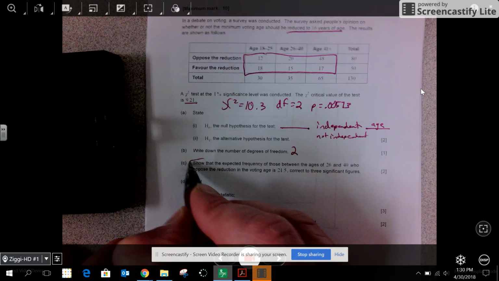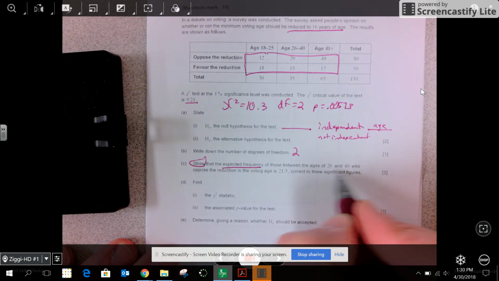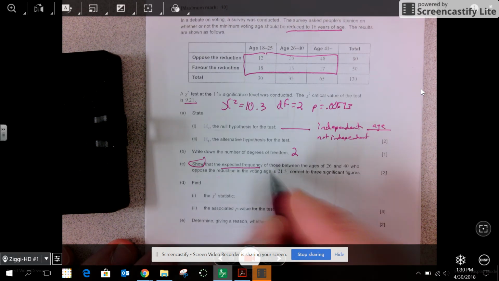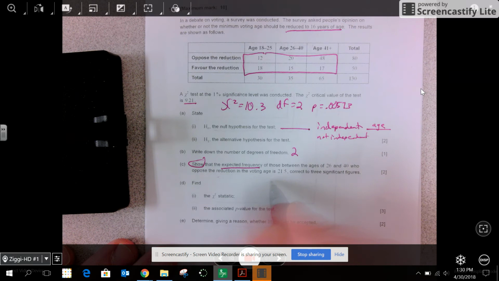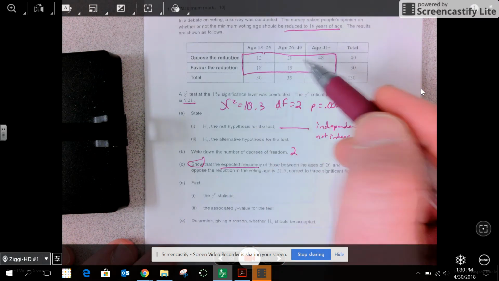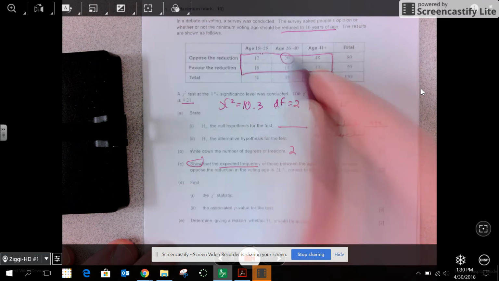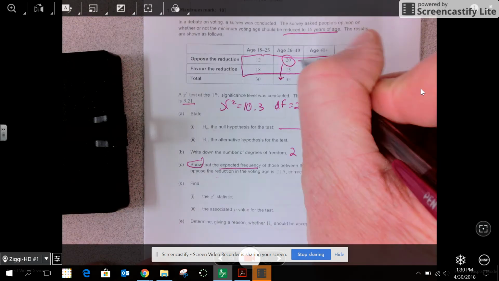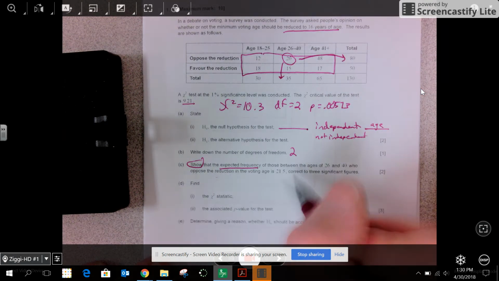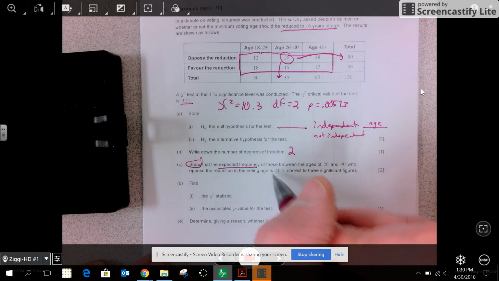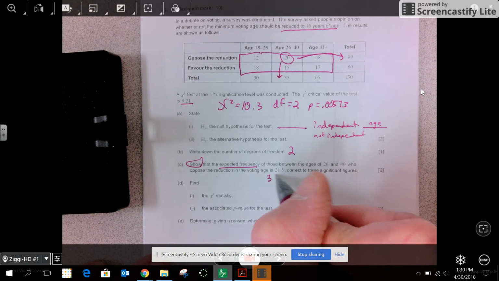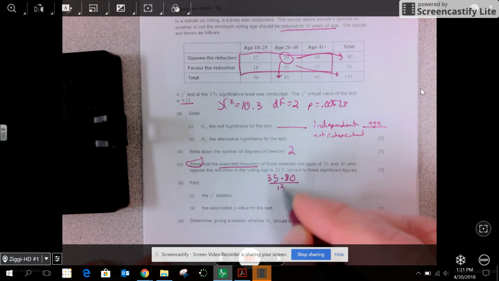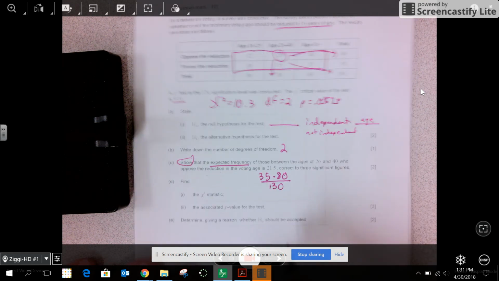And then it says show the expected frequency of those between 26 and 40 who oppose a reduction is 21.5. Okay. So oppose and 26 and 40 would be this one right here. So I'm going to look up above and below, to the right, I'm sorry, and below. So I'm going to show that. To get that 21.5, I took the column total times the row total and divided by the overall total. And you show that, and you should get the same value.